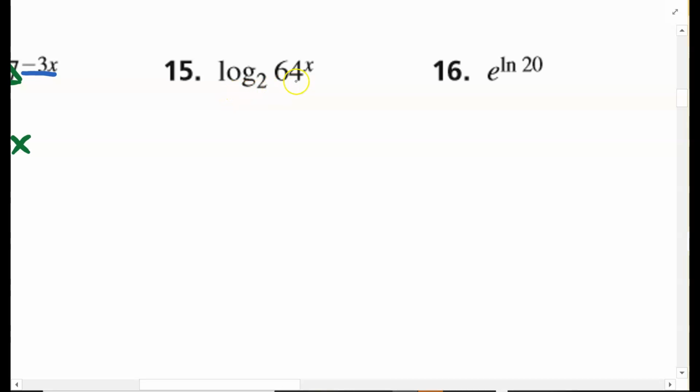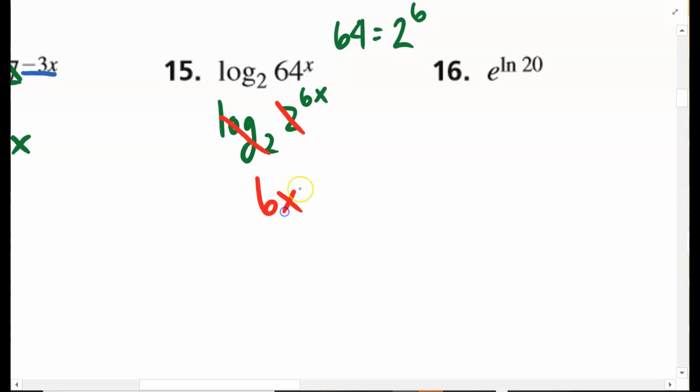So log base 2 can't cancel the 64, but what if we could write 64 with a base of 2? What could you raise 2 to the power of to get 64? You should have said 6. So this is log base 2 of 2 to the power of 6, and that's going to be 6x. And so these cancel, leaving us with 6x as our simpler form.